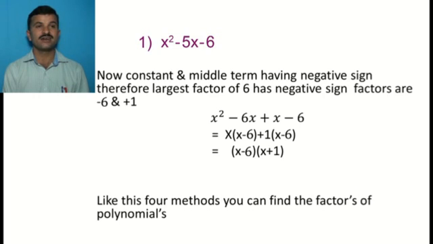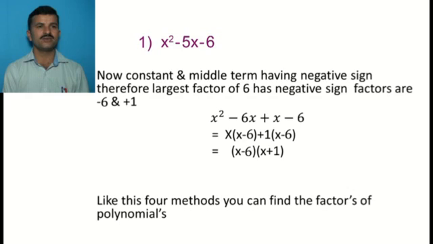But here the constant as well as the middle term has a negative sign. Therefore the largest factor has a negative sign and the smallest has a positive sign. Therefore the factors of 6 are minus 6 and plus 1. Therefore the polynomial becomes x square minus 6x plus x minus 6.